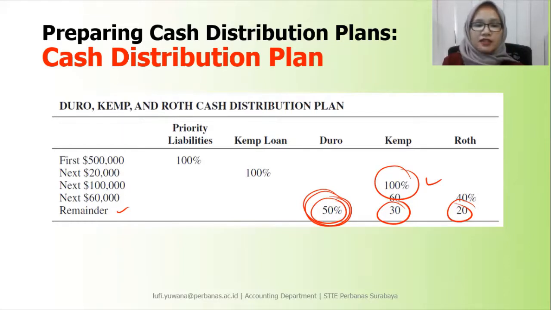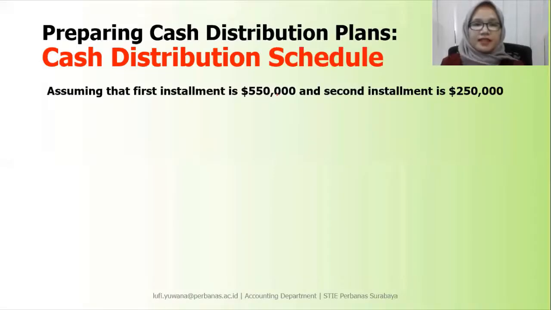So it consists of a certain amount of money, not the percentage again. As the final step for these cash distribution plans, it is the cash distribution schedule that would represent the currency or money that would be delivered to each of the partners. And we have to add the information related to the assumption for the number of installments. From this information, we can understand that there are two installments, the first and the second.